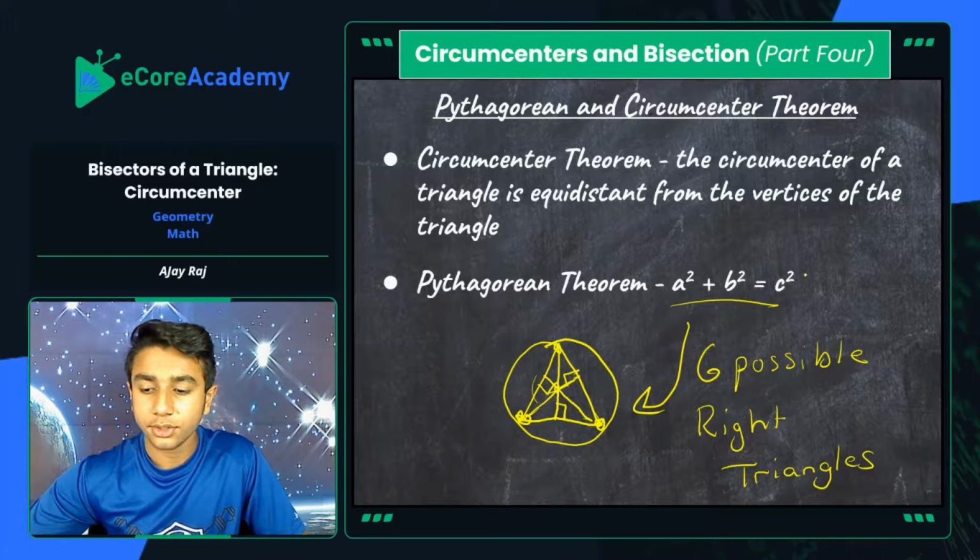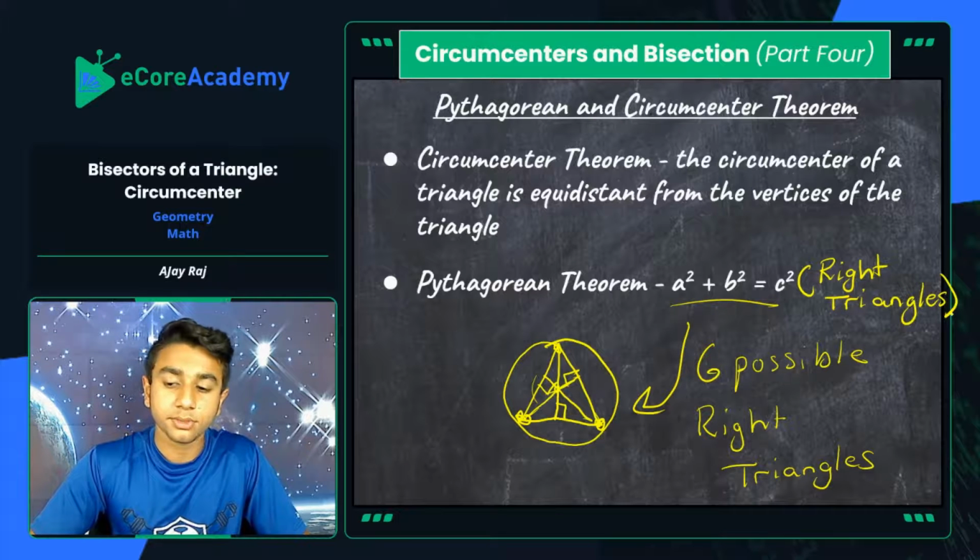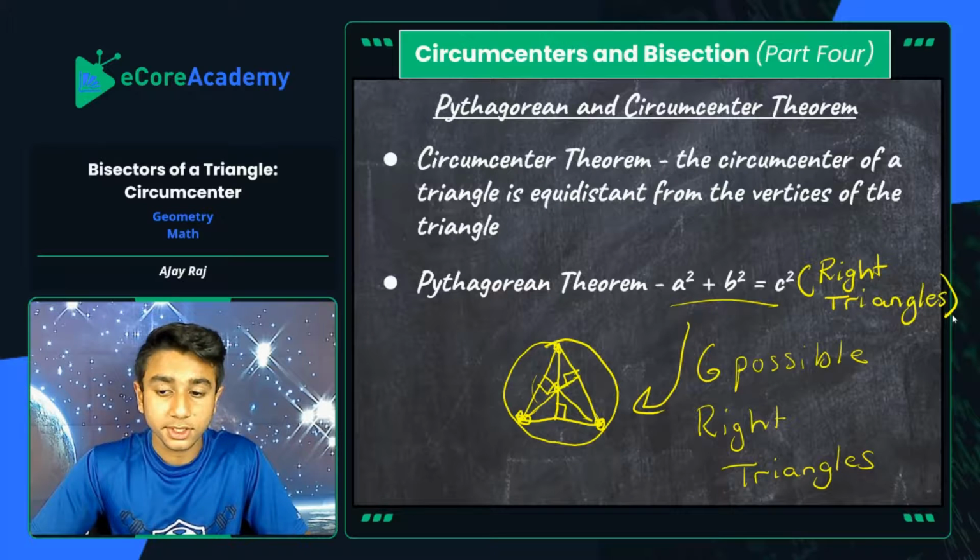And of course, this only applies to right triangles. The Pythagorean theorem is only meant for right triangles, and it's just saying that the square of the hypotenuse c is equivalent to a squared plus b squared. The other two side lengths squared, the sum of their squares, equals the square of the hypotenuse. So, as simple as that.